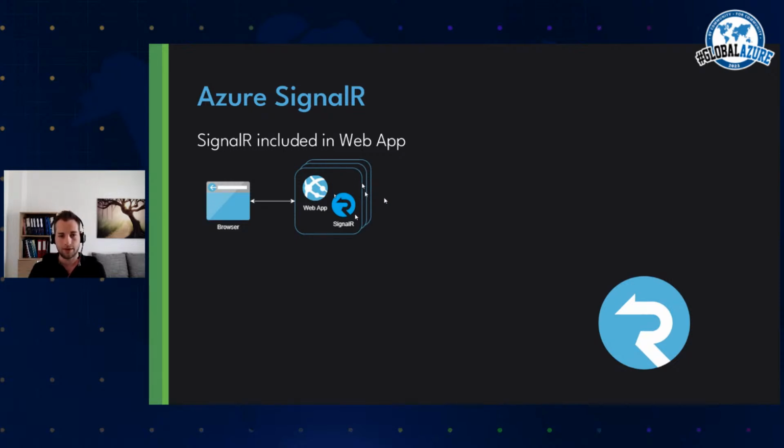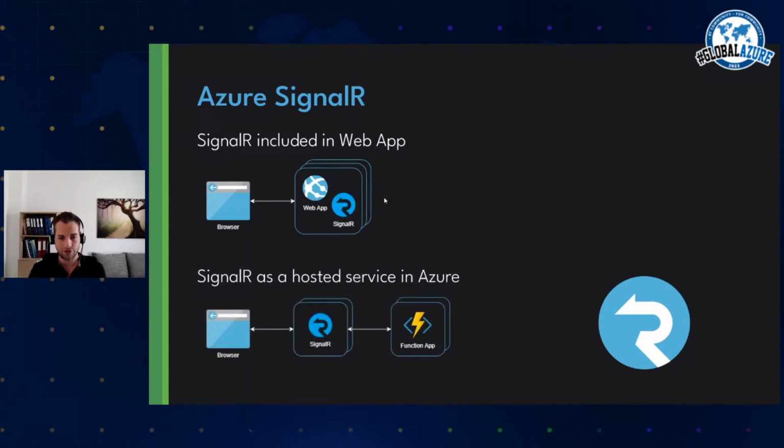And SignalR is now also available as a hosted service in Azure. So we can use this Azure SignalR service as a standalone service and use that for the communication. So the browser is now only talking to this SignalR service, and the SignalR service is then talking to our web app. They're not running in the same process anymore.